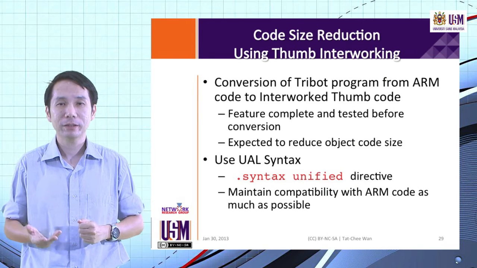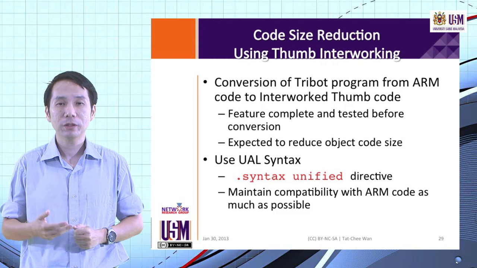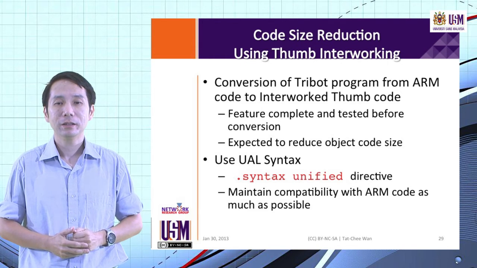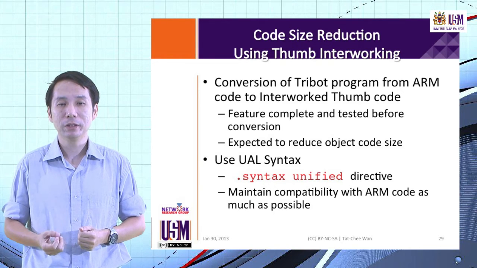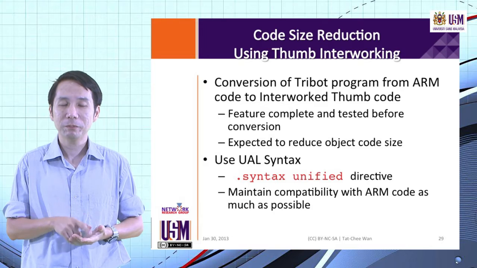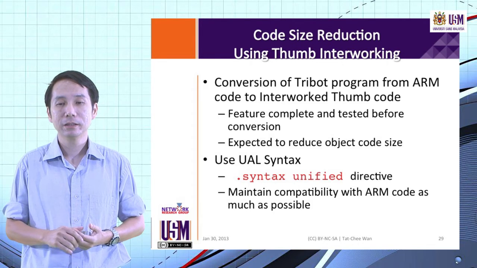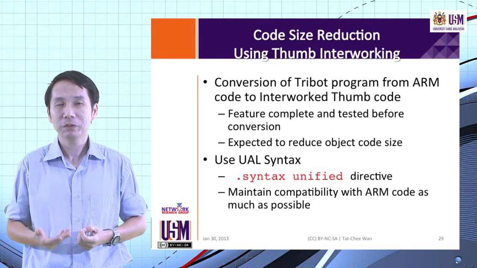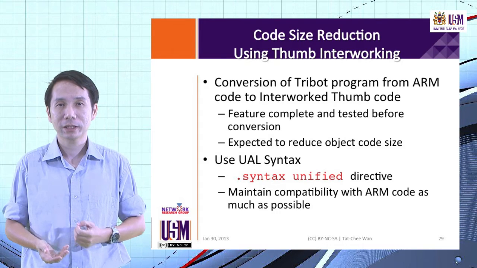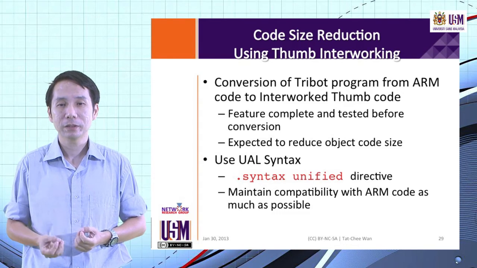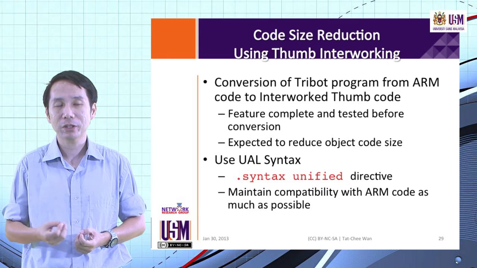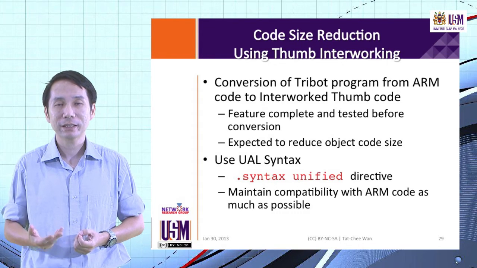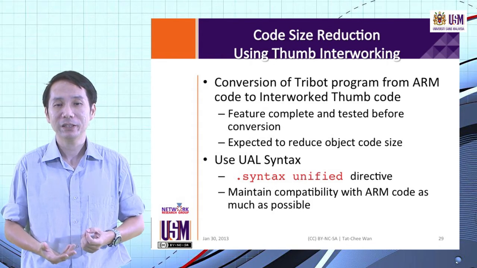Now we shall look at the use of Thumb interworking for code size reduction. This involves the conversion of the Tribot program from the ARM code to interworked Thumb code. Now, we first implemented a feature complete and tested version of Tribot before we start the conversion process, to study the effect of this Thumb interworking conversion. And the expectation is that we will be able to reduce the object code size, since the Thumb object code for each instruction is typically half that of the ARM instructions.